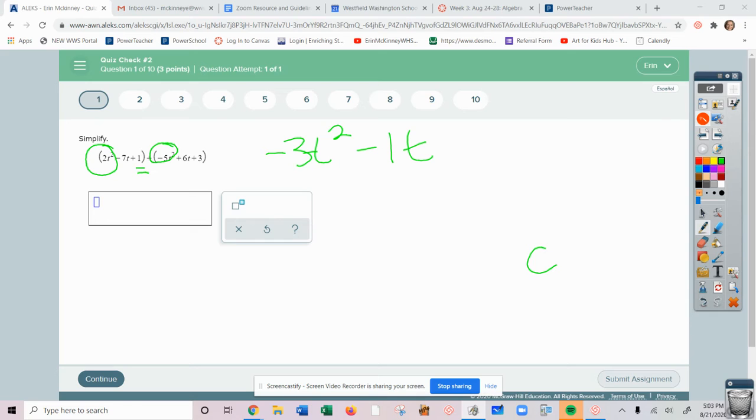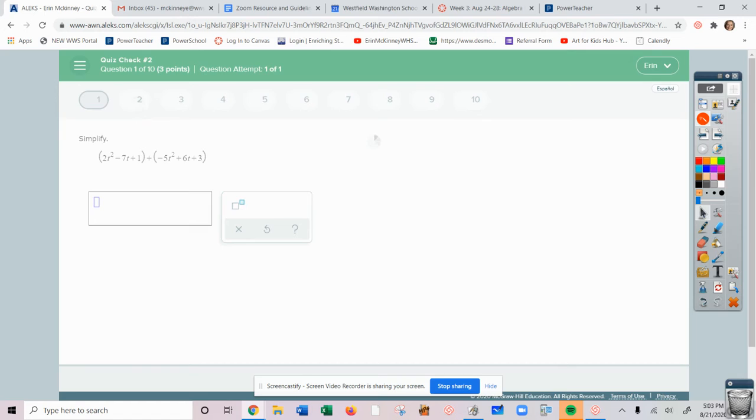You can write that 1, but you don't have to. And then we're looking at the constants that are matching. So a positive 1 and a positive 3 gives us a positive 4. So that's the answer we would put in for number 1. Okay, then let's take a look at number 2.